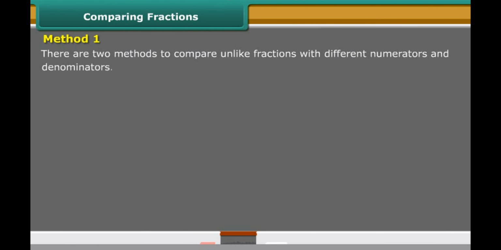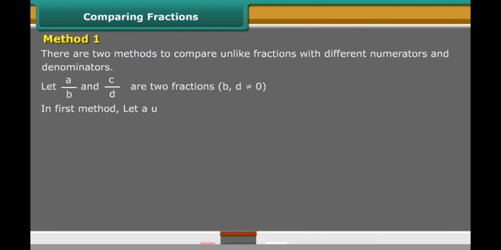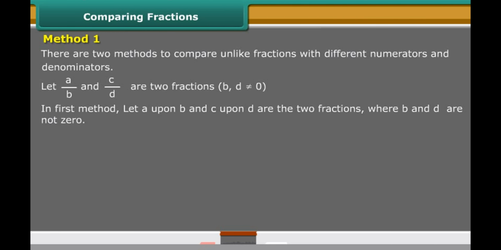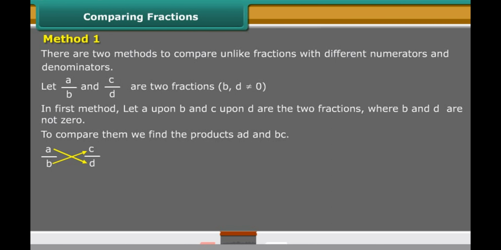Method 1. There are two methods to compare unlike fractions with different numerators and denominators. Let a/b and c/d be two fractions where b and d are not equal to 0. In the first method, to compare them, we find the products ad and bc.